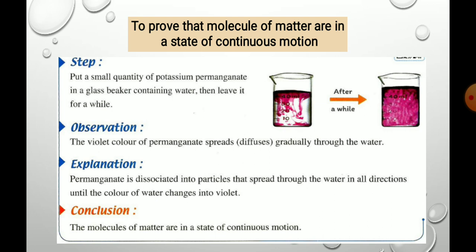Because the permanganate is dissociated into particles that spread through the water in all directions until the color of the water changes into violet. And that's because the molecules of matter are in a state of continuous motion. The molecules of solid matter have a limited vibrational motion, while the motion of liquids is more free, as you see, and that of gas is completely free.